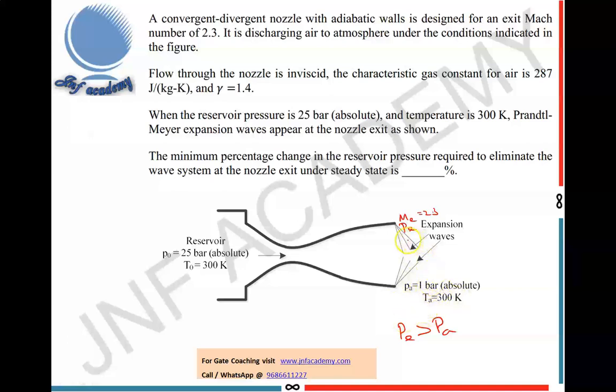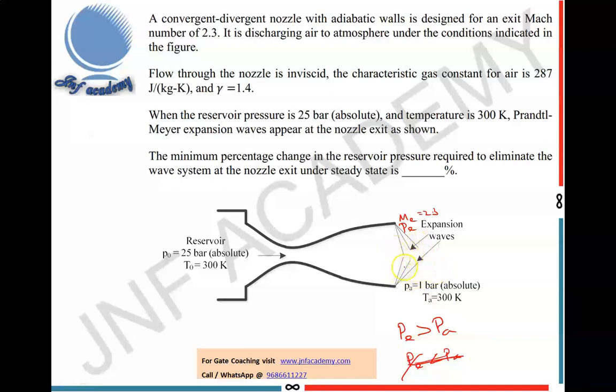For example, if shock waves had been formed here, then P_E would be less than P_A, and shock waves would form to increase the pressure, and then the flow would get discharged into the atmosphere. That's how it is. But in this question, expansion is clearly given, so it means that it is a kind of under expanded flow, right? It's a kind of under expanded flow.